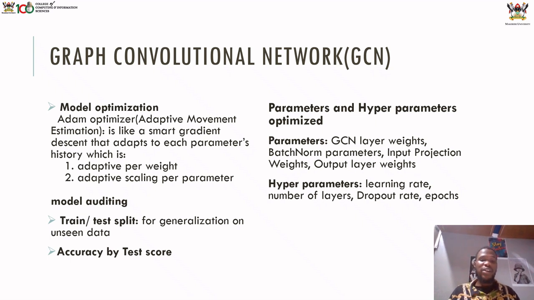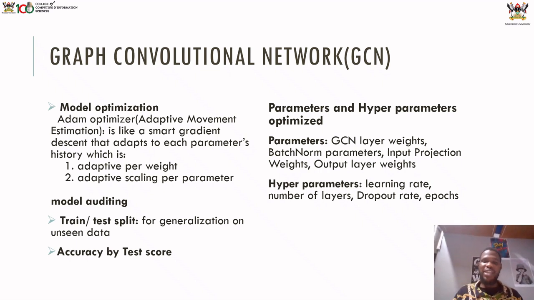Then model auditing, we use the train test split. To know how our model is actually working out for us, we split the data into two, the train data set and the test data set, and that way we could audit the model and know how well it is generalizing on unseen data. Then the accuracy of the test score, of course, we had to test, and I got a percentage of 85%, which showed me that the model was really doing well with the predictions.